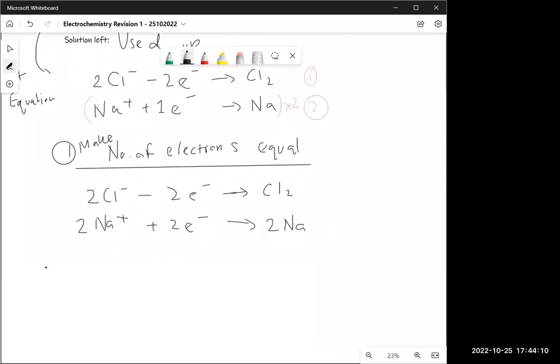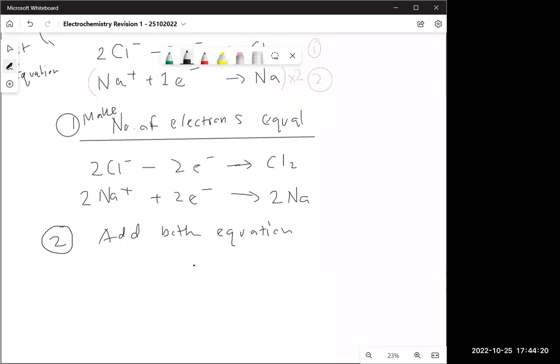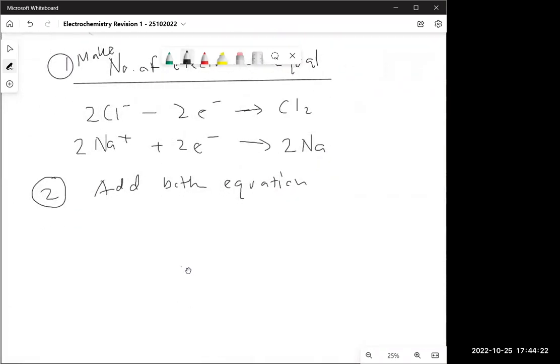No. Second step: add them. Add both equations. Niranjana, I want you to add these equations for me, quick. 2Cl. Speak louder. Then plus 2Na. 2Na plus, and gives us.